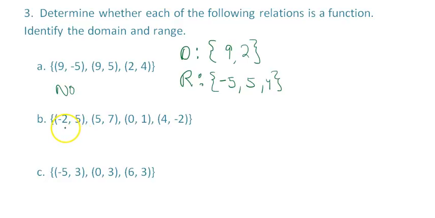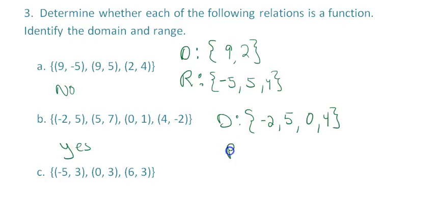Again, I want to look for unique x values. I have -2, 5, 0, and 4. So nothing is repeated. If I listed those out in a mapping, they would each only have one arrow coming from them. So this would be yes, it is a function. My domain again is the list of all the x values. So I have -2, 5, 0, and 4. My range is the set of all the y values. So I have 5, 7, 1, and -2.